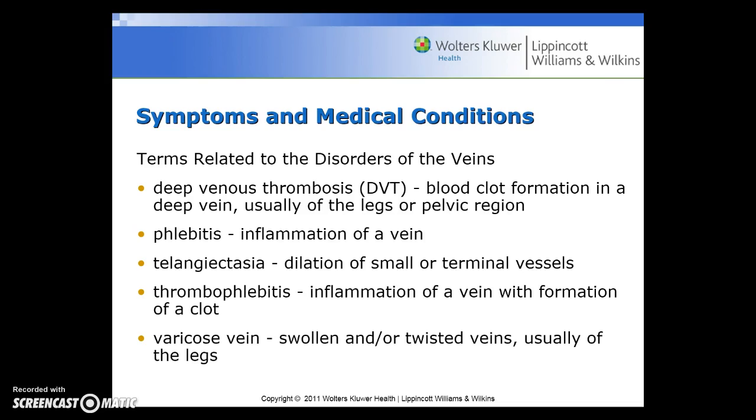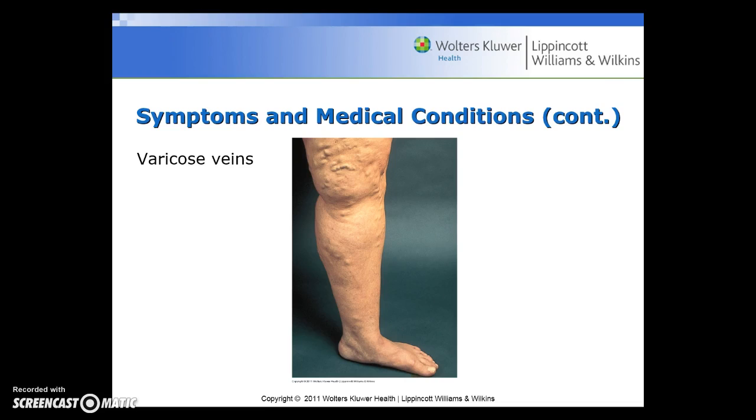Terms related to the disorders of the veins. A DVT is a deep venous thrombosis. That's a blood clot formation in a deep vein, usually of the legs or the pelvic region. Phlebitis is an inflammation of a vein. Telangiectasia is a dilation of small or terminal vessels. Thrombophlebitis is an inflammation of a vein with a formation of a clot. And varicose vein is a swollen or twisted vein, usually of the legs. So there's a photograph of some severe varicose veins.